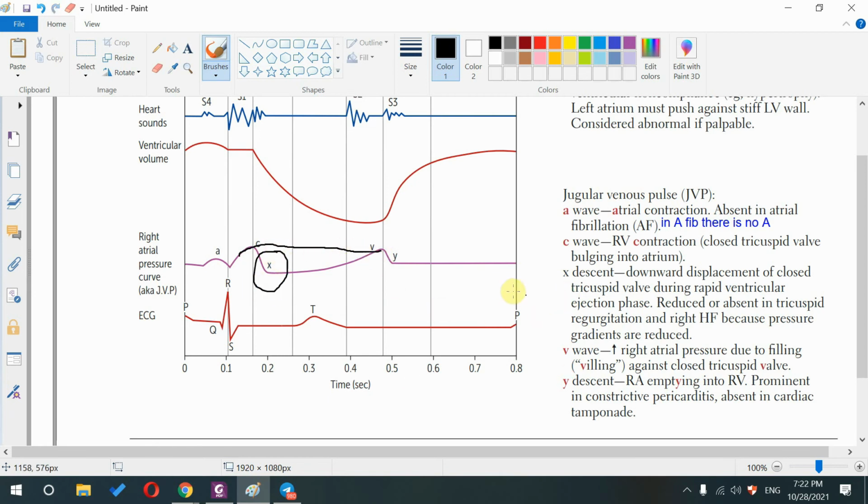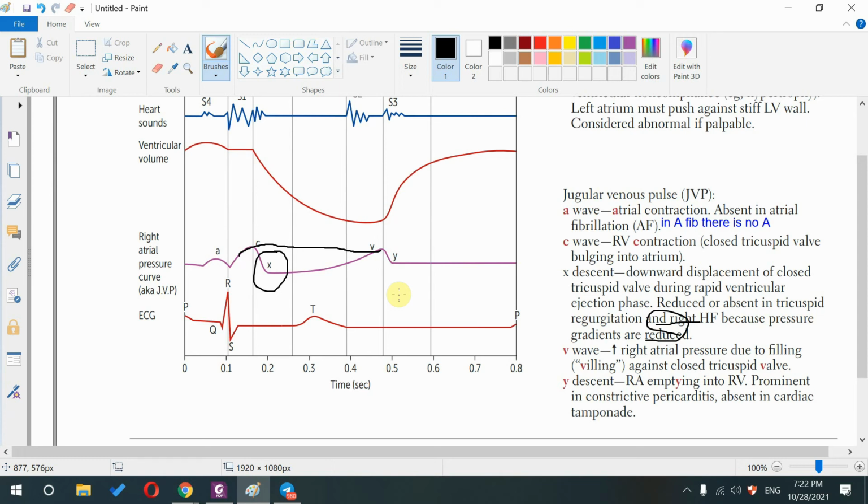So they write for you, reduced or absent in case of tricuspid regurgitation and right heart failure, because the pressure gradient will become reduced. So yeah, I hope it makes sense. During right heart failure, or in case of tricuspid regurg, the right atrial pressure will stay high. Thus, the X descent will disappear.